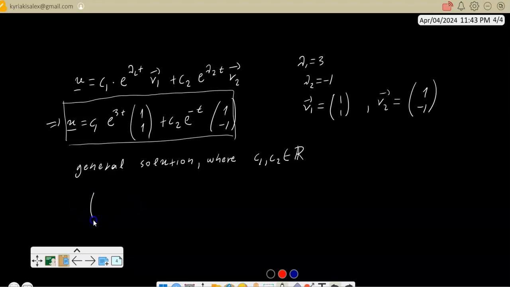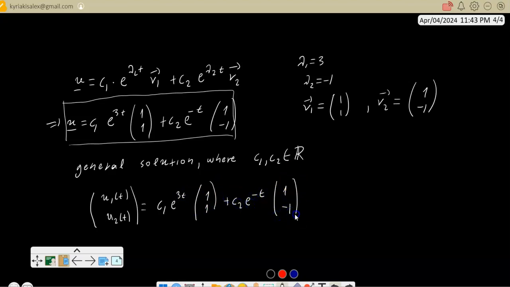Or I can write it in this way: u1 of t, u2 of t equals c1 e to the power of 3 times t, the first eigenvector, plus c2 e to the power of minus t, and the second eigenvector.